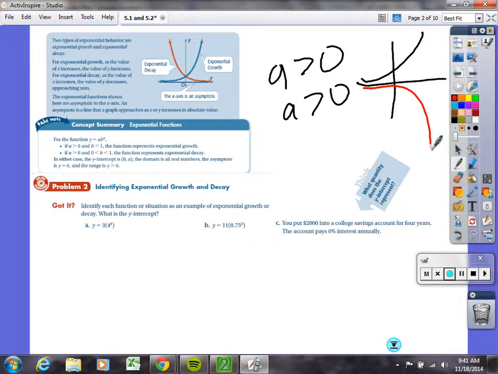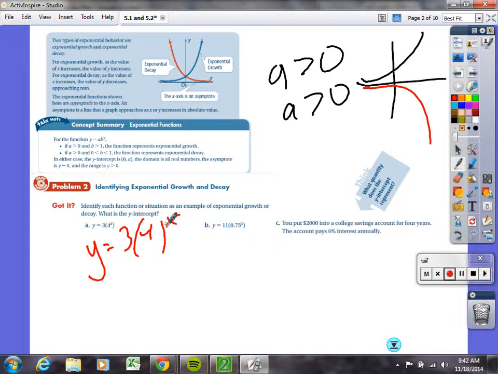All right. So this instruction says, identify each function or situation as an example of exponential growth or decay, and what is the y-intercept? You can't read this. This is what it says. Y equals 3 times 4 to the x. Growth or decay? Can you give me a reason why? B is greater than 1. And 4 is greater than 1, so that tells us it's a growth.